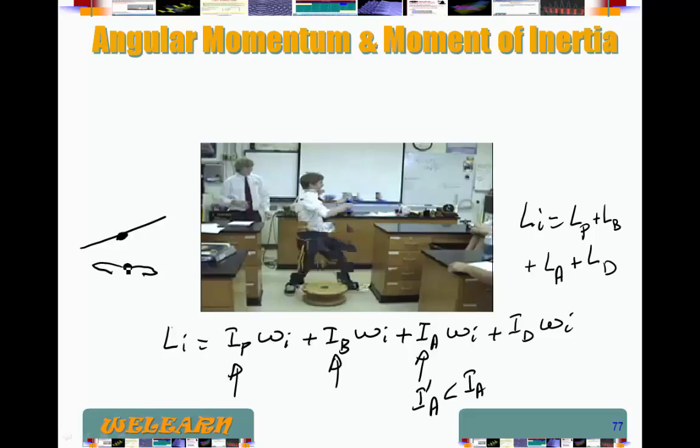Now, the same thing with the dumbbells. The dumbbells were here, so they had a large moment of inertia. The final moment of inertia is going to be less because our dumbbells are now closer to the center of rotation.